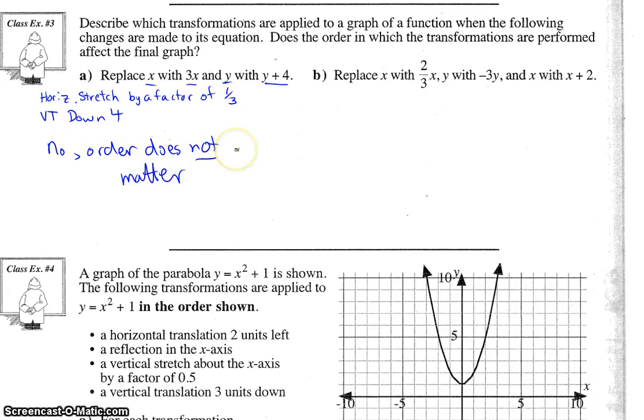Okay, let's look at B. Why don't you guys fill in? Oh, I'm giving you guys the difficult one, aren't I? Anyways, give it a good try.